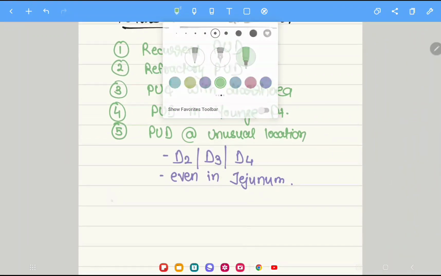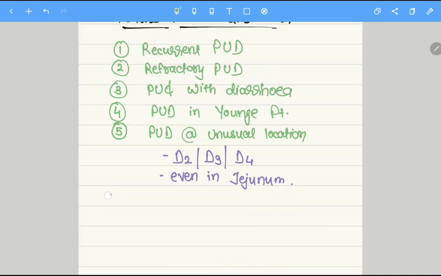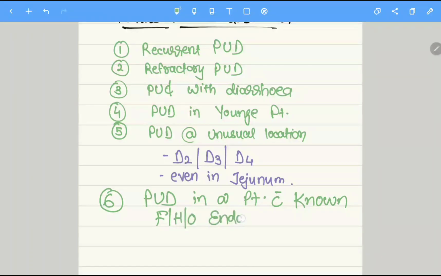What else? In which case you will suspect? What else? Peptic ulcer disease in a patient with known family history of endocrine tumor, right? Known family history of the endocrine tumor. What else? Yes, peptic ulcer disease associated with nephrolithiasis.